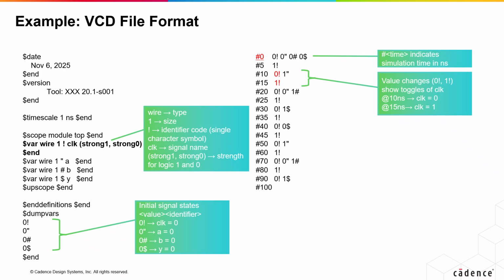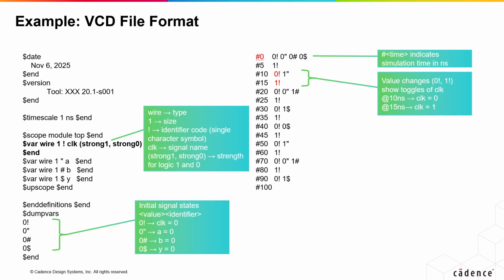The $var declaration now includes the direction of the signals, such as input, output, in-out, wire, and reg, and the strength of the signal, which is represented as a pair like strong 1, strong 0, or weak 1, weak 0. Here, you can see that the signal clock is a wire with a 1-bit size, represented by the identifier code symbol. The identifier is essentially a single special character symbol without a space used to denote a signal in the VCD. The initial states of the signals are defined here, and all the signals are initialized to 0.